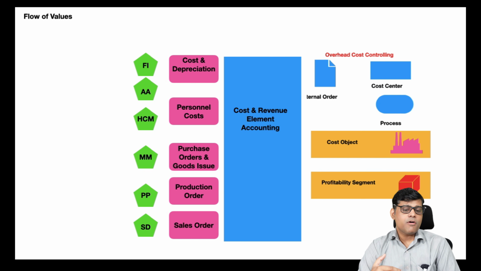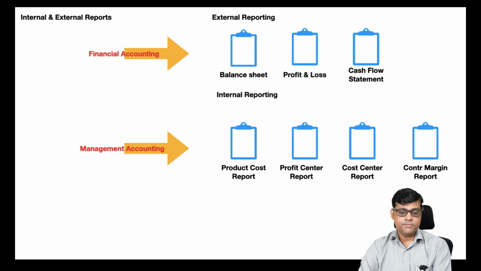If you are talking about cost and depreciation, it is related to finance, and particularly depreciation is related to asset. If you are talking about any cost related to human resources, then it will be your HR module, HCM. If it is related to material, then it is your purchase orders and goods issue. If it is related to production, then PP, it will be the production order. If it is revenue, then it is related to the sales order. So from different sources, we get our revenue and cost, and we transfer that to profitability analysis. This is how the flow of values works in COPA.